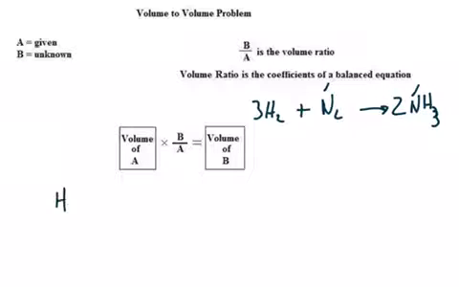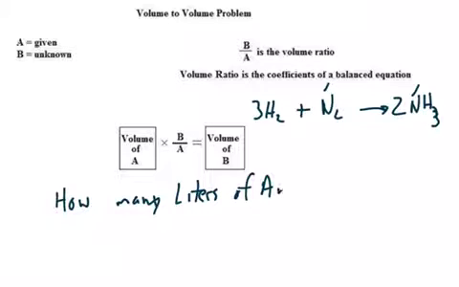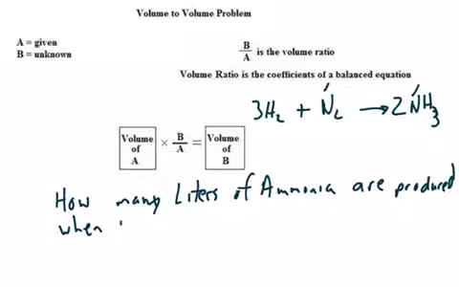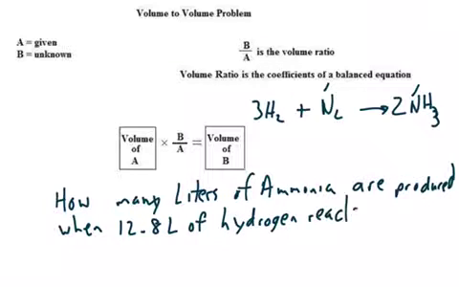So imagine if the problem went like this. I would like to know how many liters, that would be volume, of ammonia, which is NH3, are produced when, let's say, 12.8 liters of hydrogen reacts with nitrogen gas. Okay, so here it doesn't really matter if it's at STP or not. We can just use the B over A conversion to get the answer.